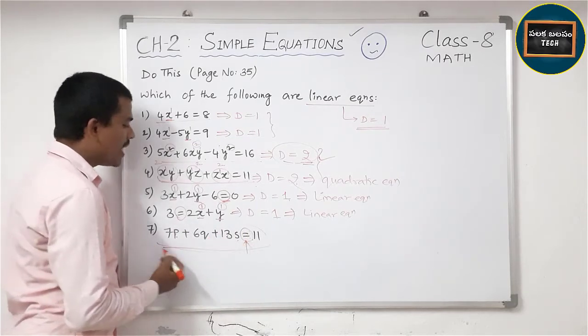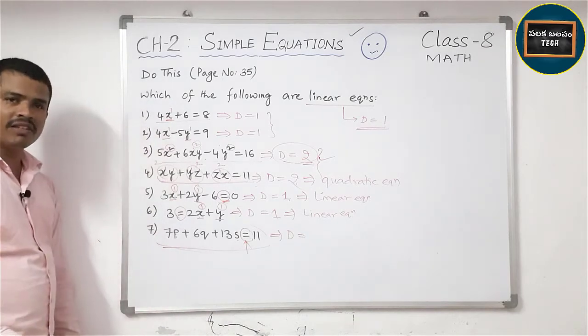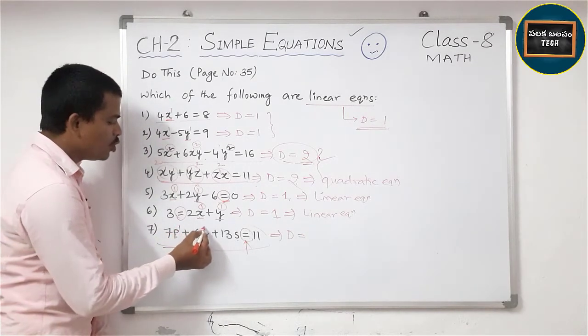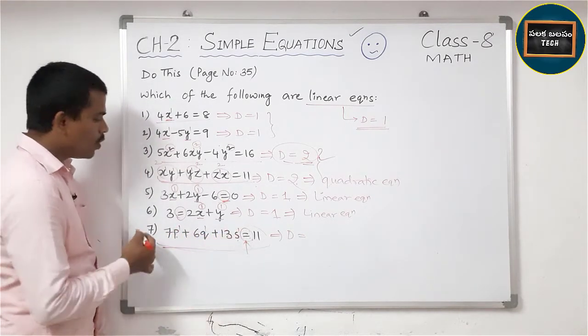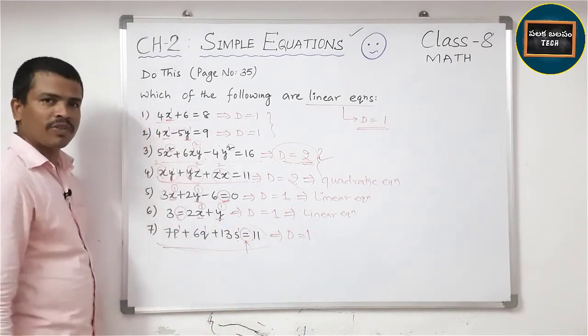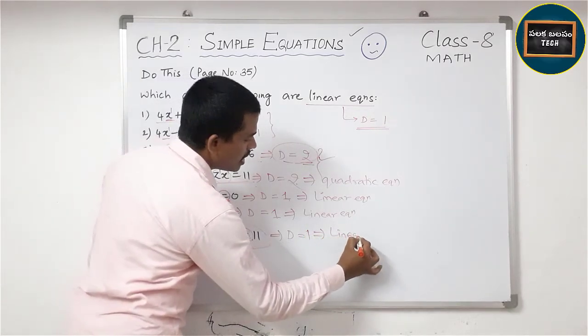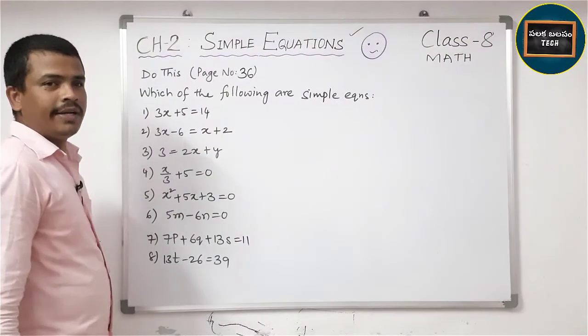Now, find the degree. The degree of the equation is the highest power of the variable. So p power 1, q power 1, s power 1. So the highest power is 1 only. So the degree becomes 1. So it is called a linear equation.